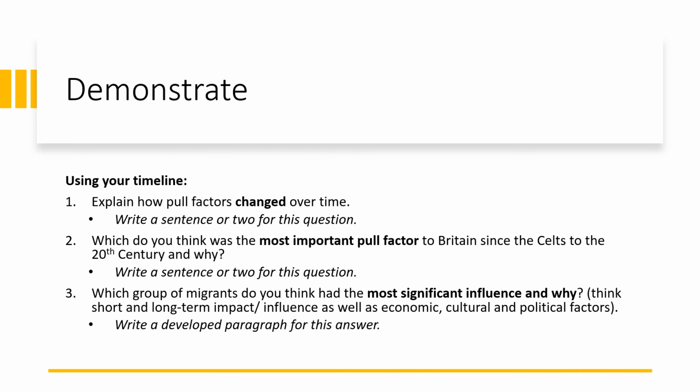And then finally, which group of migrants do you think had the most significant influence? Which group changed Britain the most from what we've learned so far? Maybe use the short-term and long-term impact. So could their results be seen for a long time or not? And then also think about the cultural, economic and political factors. Were there lots or were there some really big ones as well? Looking for a bit more of a paragraph there as well.